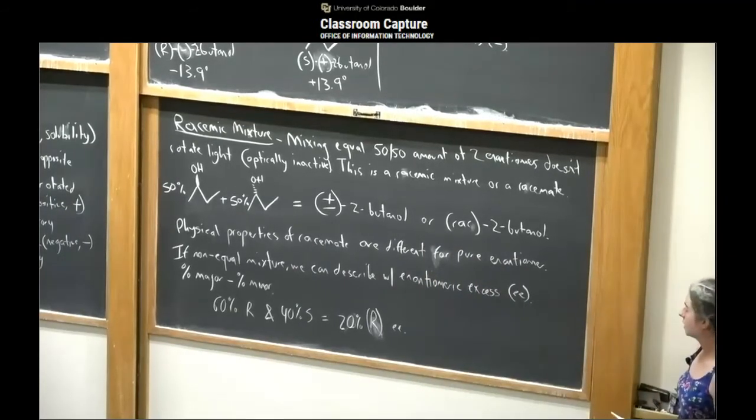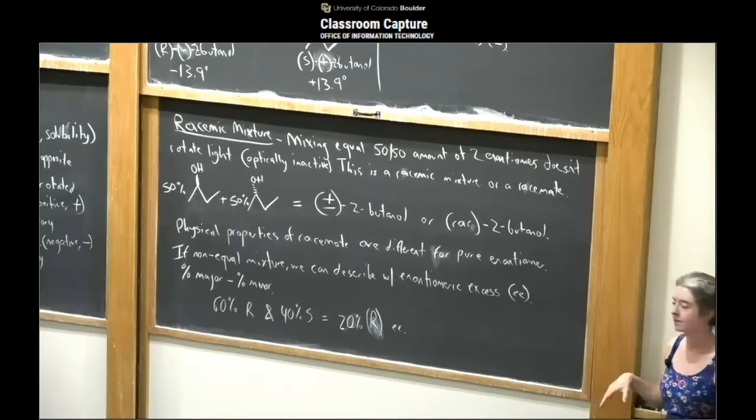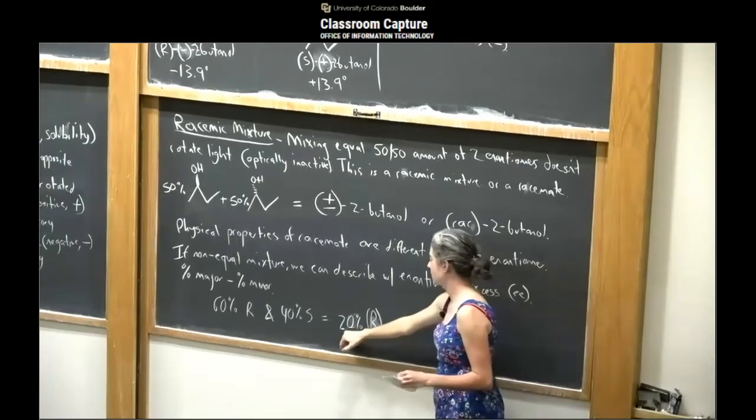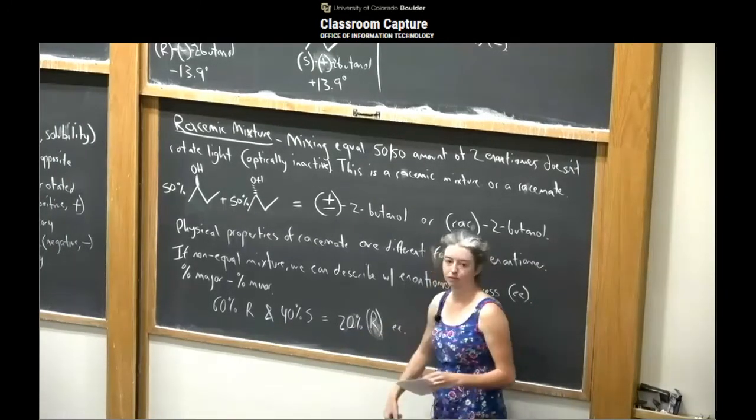Questions about that? Yeah. So the non-equal mixture has different physical properties, but still rotates light? It does, yeah, but not as much as it would if it were pure R or pure S. So this one is going to rotate light 20% as much as the R form would have.